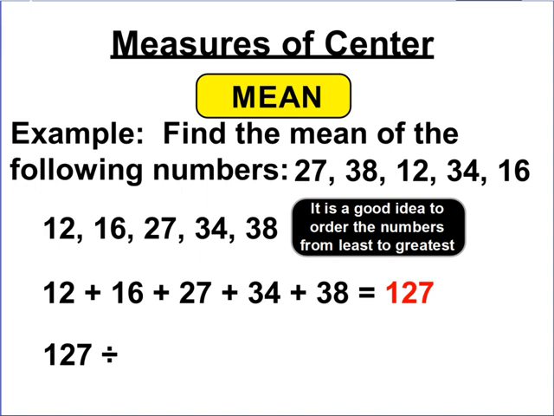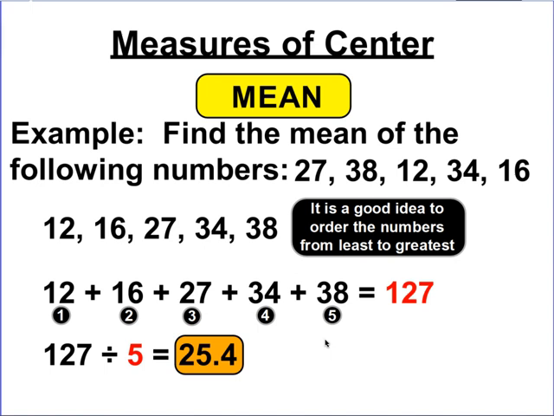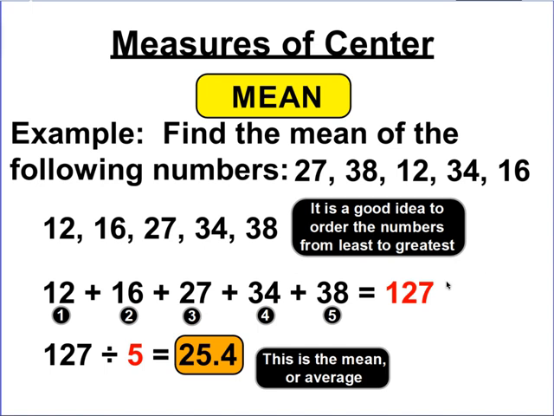So again, there are 1, 2, 3, 4, 5 values in the data set. So if I take the 127 and divide by 5, that will give me the mean of this data set, which is 25.4. So what you'll notice about the mean is that it will not always be an integer or a whole number. Sometimes it will have a decimal. It may repeat. It may not repeat. Or you might want to choose to write your mean in fraction form also, because that's acceptable.